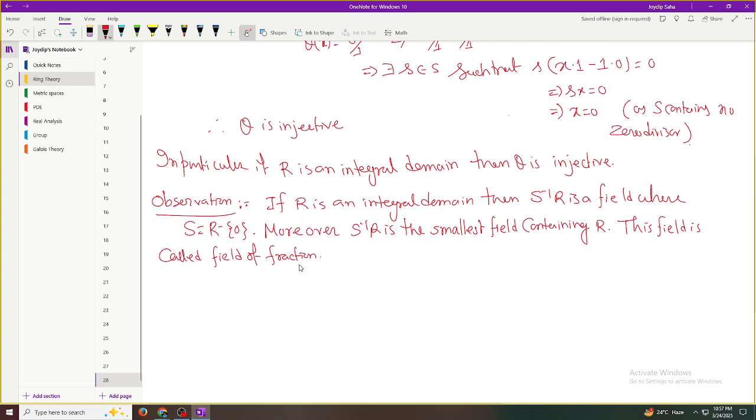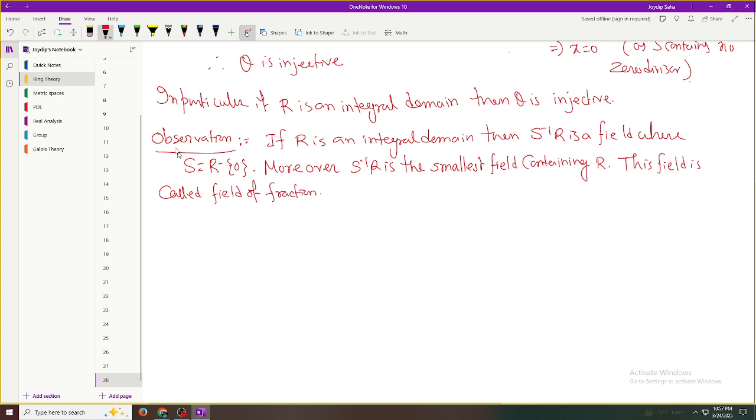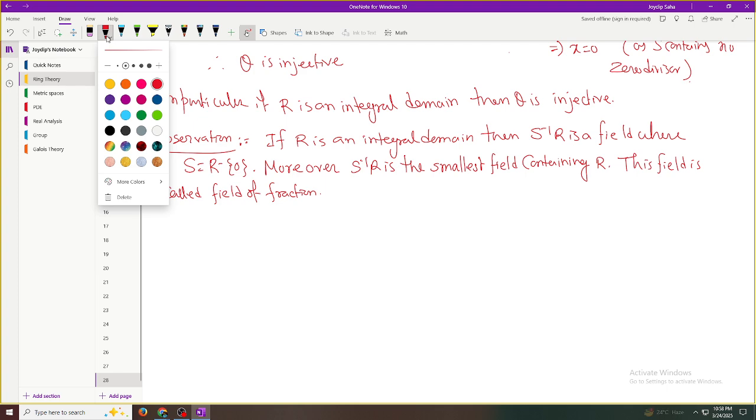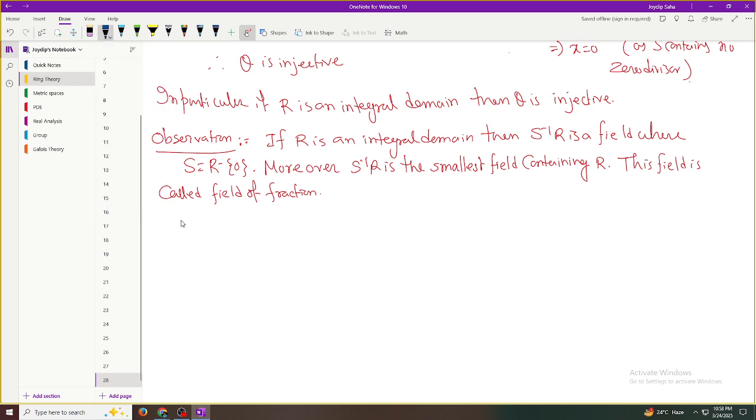Okay. Before doing this observation, I have to mention another observation. I am doing it later.